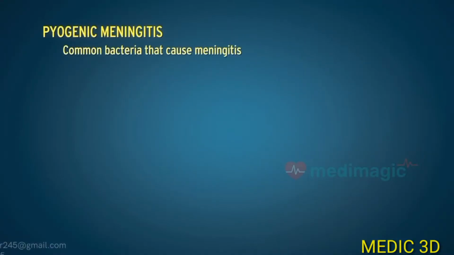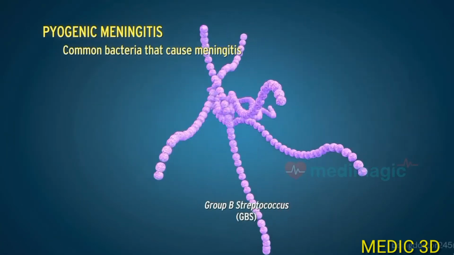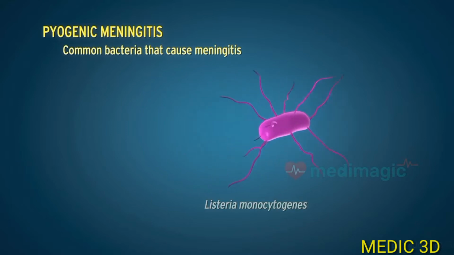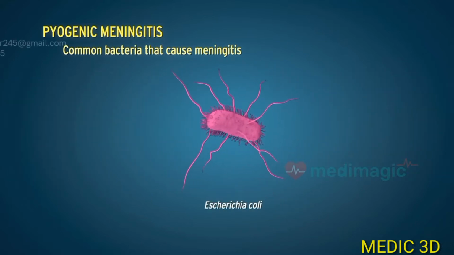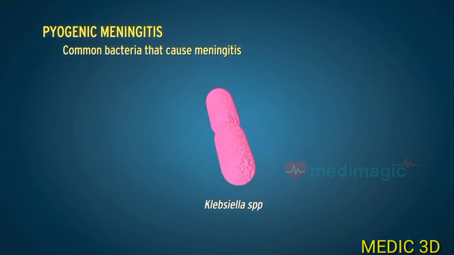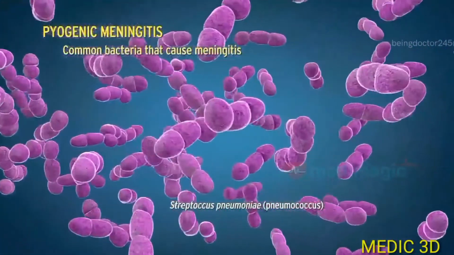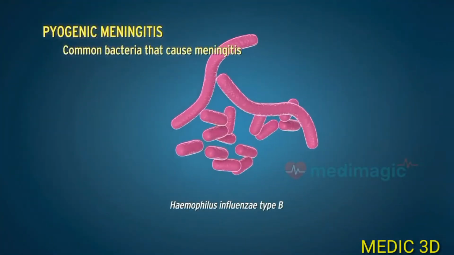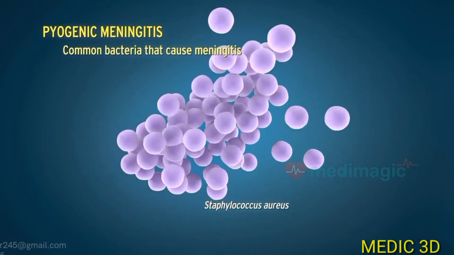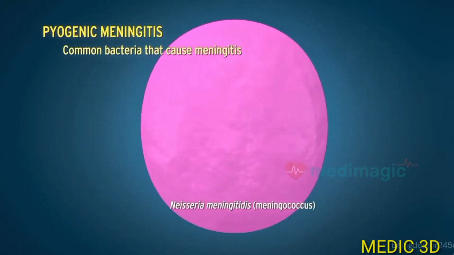Pyogenic meningitis. Common bacteria that cause meningitis are Group B Streptococcus, Listeria monocytogenes, Escherichia coli, Klebsiella species, Streptococcus pneumoniae, that is pneumococcus, Haemophilus influenzae type B, Staphylococcus aureus, and Neisseria meningitidis, that is meningococcus.